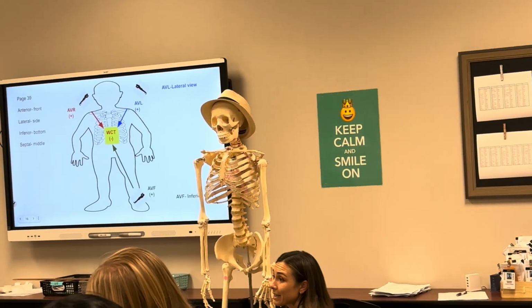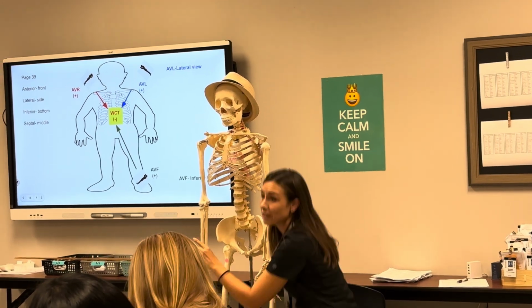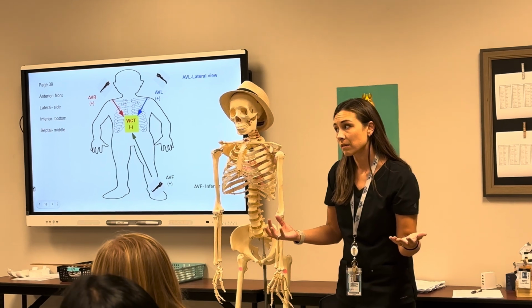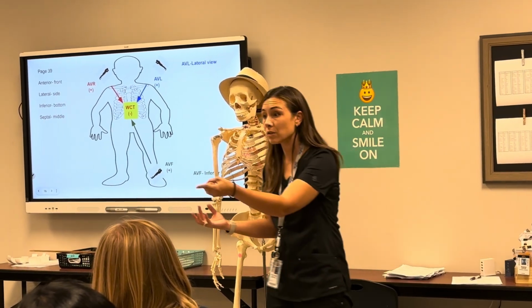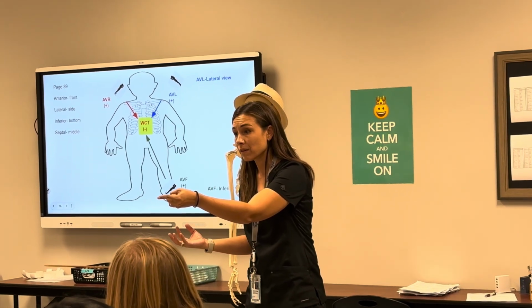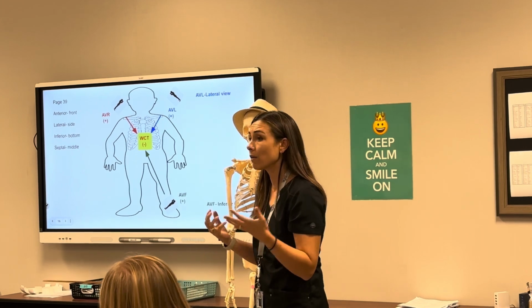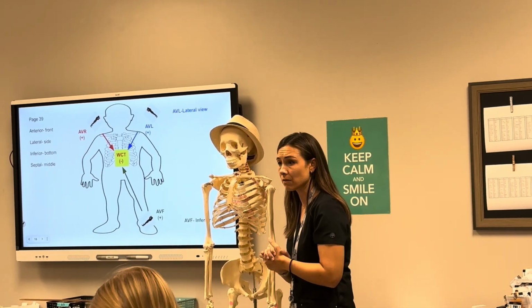But we're staring in what direction now? Inferior, so we're still at an inferior. So AVF should look similar to what other leads that we talked about? Leads 2 and 3, because they are both inferior. So we have AVF, lead 2 and lead 3 all inferior. They're all looking from the bottom, just at slightly different angles.